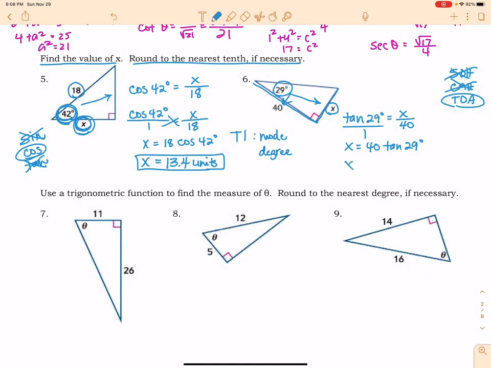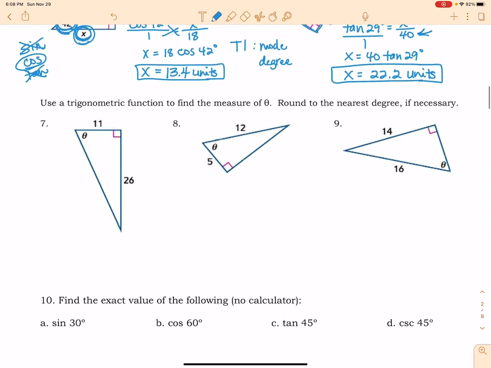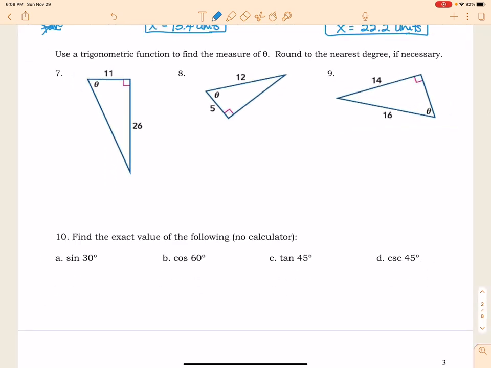All right, so x is approximately 22.2 units. Just like that. And I didn't give you a problem where you end up with x in the denominator. So I just want to show you what that would look like. Let me scroll down here and show you what that would look like.